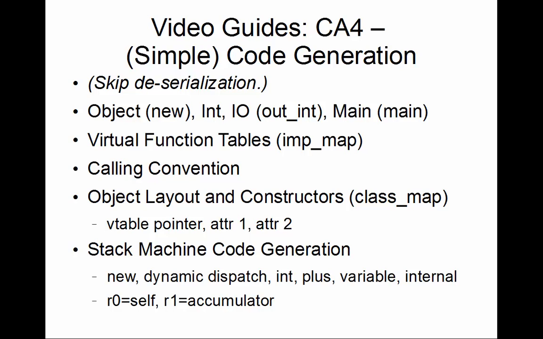And as we generate code, we'll need a convention for how we're using the registers, say as various temporaries. We'll have register 0 be the self pointer and register 1 be the accumulator, and we'll use registers 2 and 3 for temporaries if we need them.